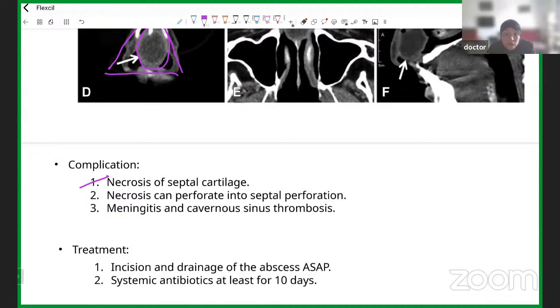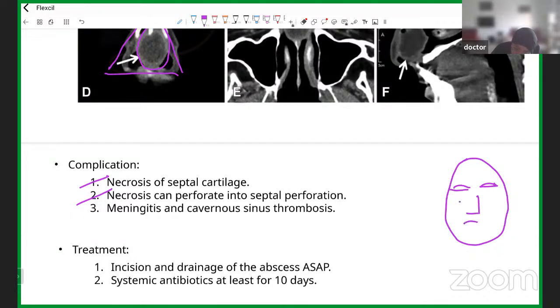Further, it will lead to perforation. Necrosis can progress to septal perforation. And if there is septal perforation, there is a dangerous area of the nose, the dangerous area of the face. So if this is your face, this is the nose, lips, this is the dangerous area of the face. Remember this for your future final year exams and everything. Dangerous area of the face.